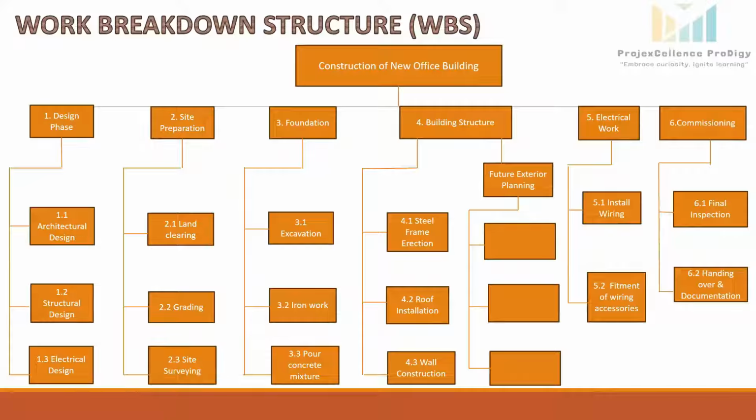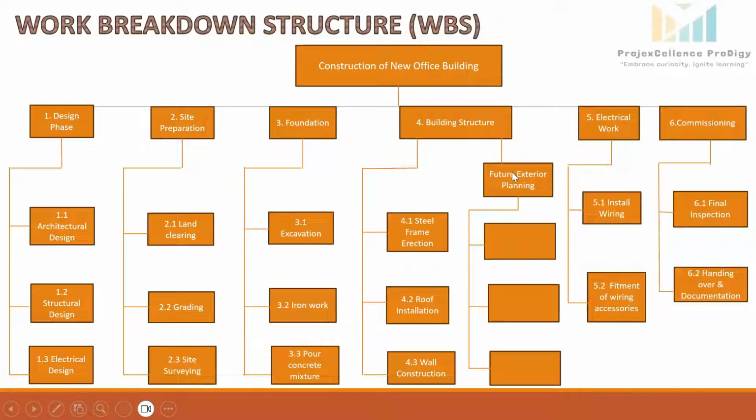Similarly, for scheduling, let's suppose wiring installation will take 10 days. And this fitment of wiring accessories will take 5 days. So a total of 15 days is needed to complete this control account, electrical work.